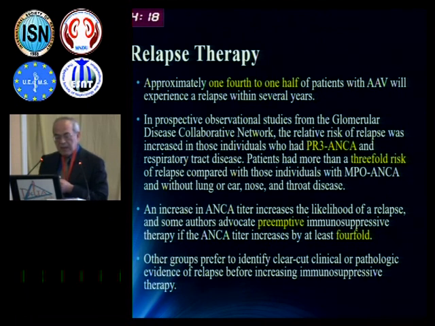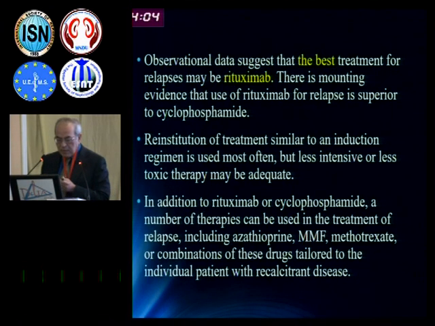If relapse occurs, of course, we'll use the same protocol used to induce remission. Observational data suggests that the best treatment for relapse may be rituximab. There is mounting evidence that use of rituximab for relapse is superior to cyclophosphamide. Reinstitution of treatment similar to an induction regimen is used most often, but less intensive and less toxic therapy may be adequate.